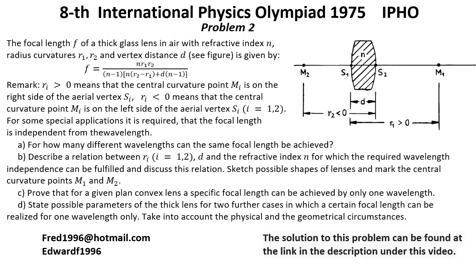Question C. Prove that for a given plano-convex lens, a specific focal length can be achieved by only one wavelength. Question D. State possible parameters of the thick lens for two further cases in which a certain focal length can be achieved for one wavelength only. Take into account the physical and the geometrical circumstances.